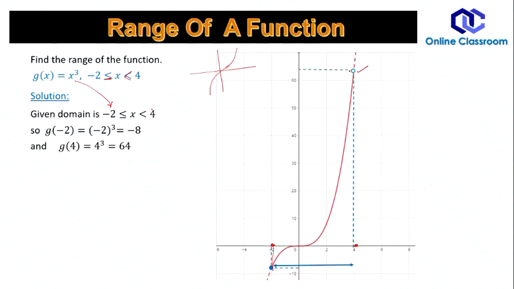So you have to write the range in this way. You see here, no sign of equality with 64. This is the range of the graph. The y value, the least is -8, the highest is 64, like this.